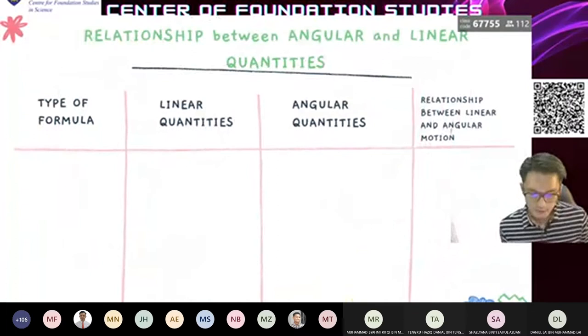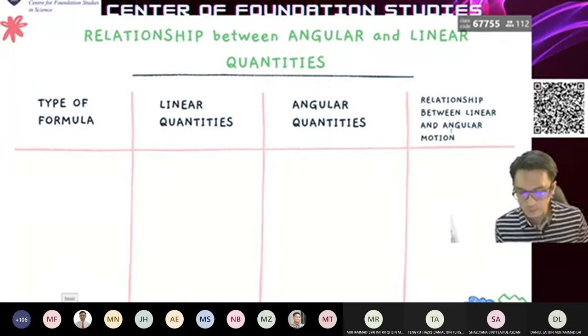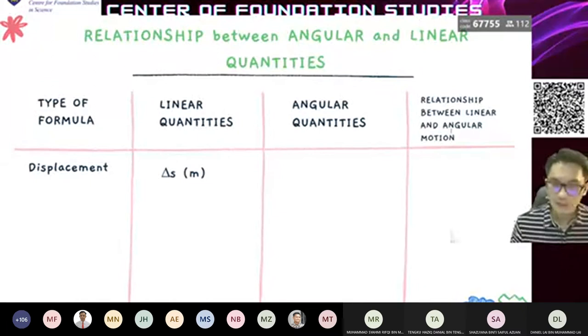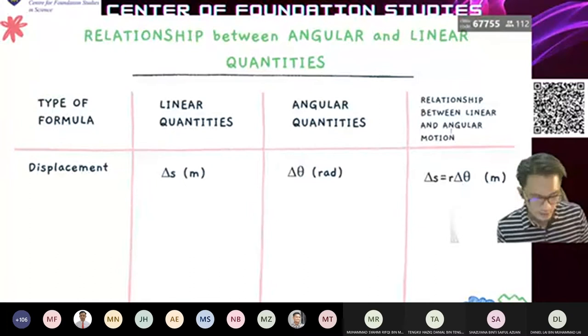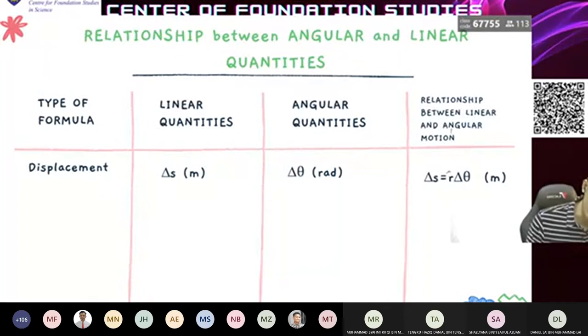Okay, this is the summarization, the relationship between angular and linear quantities. So I start with the basic one first, which is displacement. Okay. So untuk displacement linear quantities, we use delta s displacement and the unit must be m lah. Okay. And then angular quantities is delta theta, angular displacement, and the unit is radian, and the relationship is the delta s is equal to r delta theta, ataupun we just time with the radius, and the unit is meter.